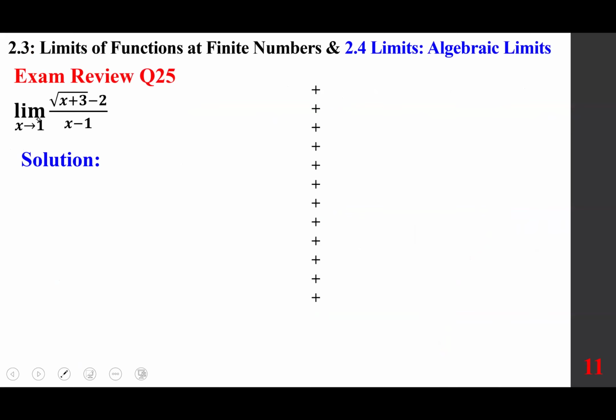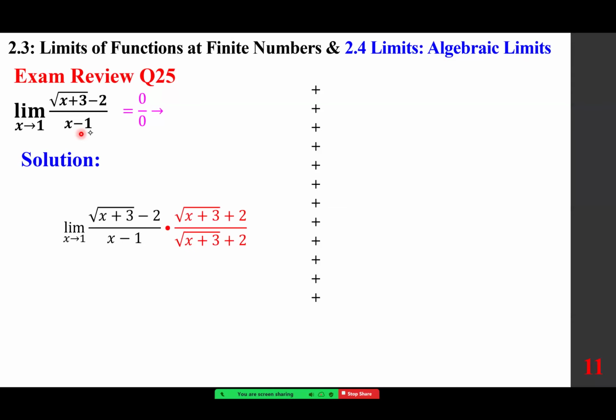All right, we are interested in finding the limit of square root of x plus 3 minus 2 over x minus 1. I hope you notice if you plug in 1, this becomes square root of 4 minus 2, which is 2 minus 2, 0. The bottom is 0. So 0 over 0 requires some sort of algebraic technique.